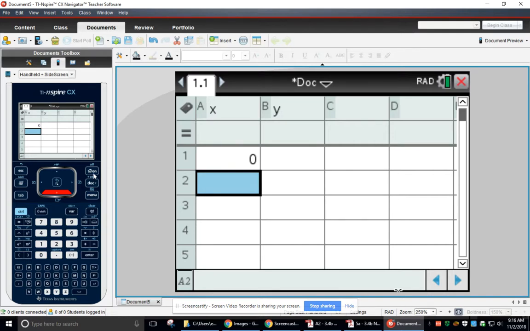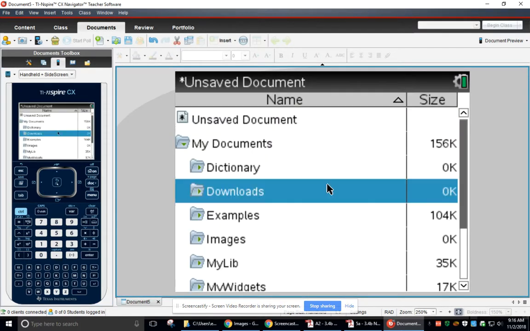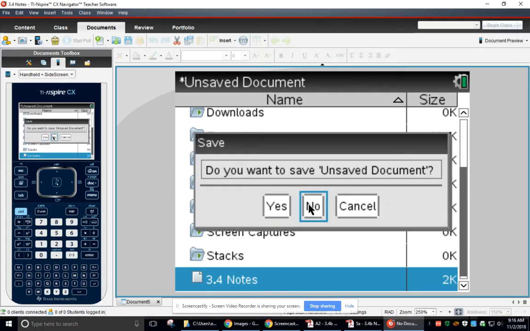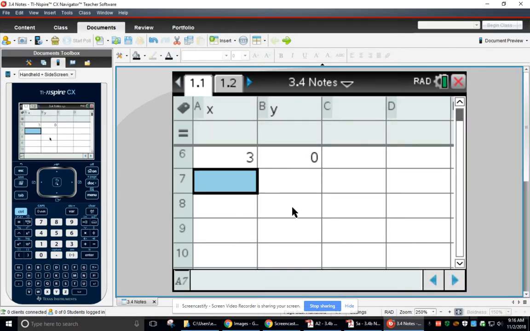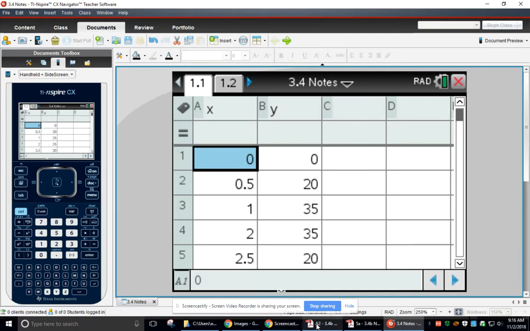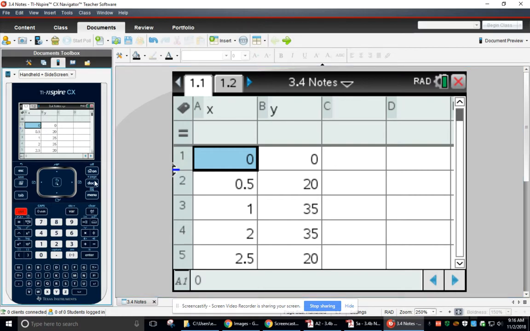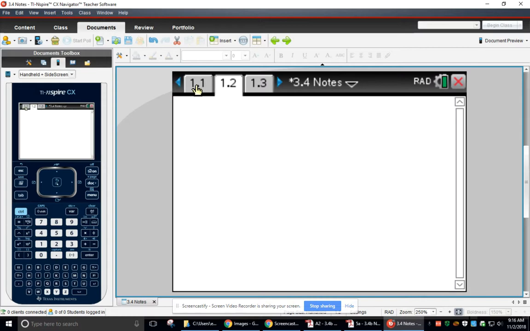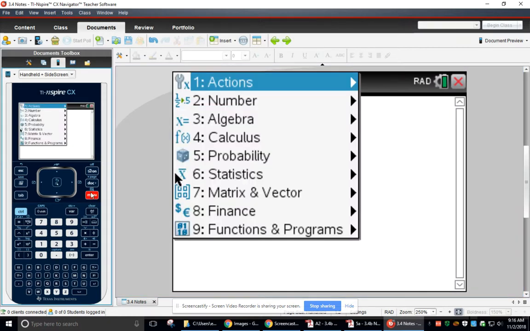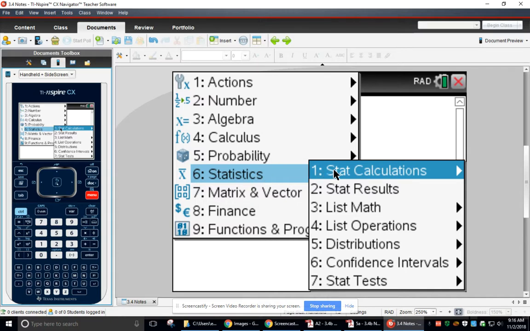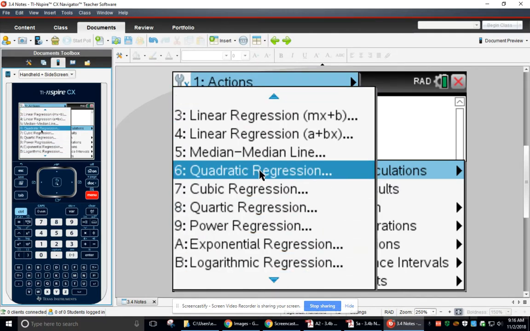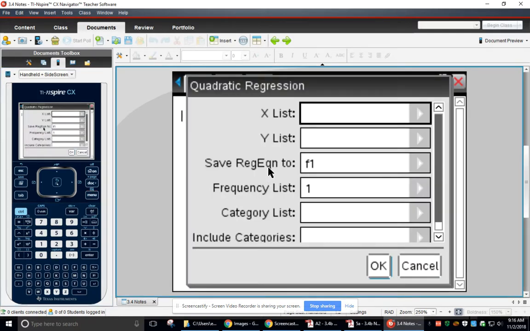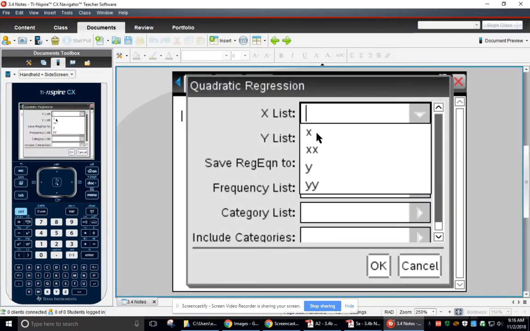Okay, so let me show you what that looks like with all your data typed in. Okay, so here's everything typed in. All right, so what you want to do next from this to get your function, add a document page, calculator page. So to do that, you do Control Doc 1. Okay, and the nice thing about that is it's linked together. So you're going to go to Menu, Statistics, Stat Calculations, and there's this whole big menu. We're doing Quadratic Regressions.